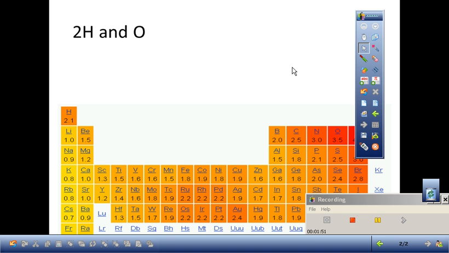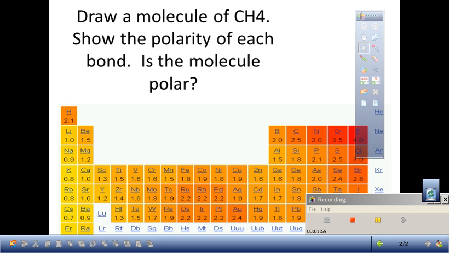Alright, draw this guy, show the polarity of each bond, and then tell if the entire molecule is polar or not. Alright, now go ahead and draw this molecule, show the polarity of each bond, and tell if the whole molecule is polar or not. We'll pause the video and start when everyone's done.